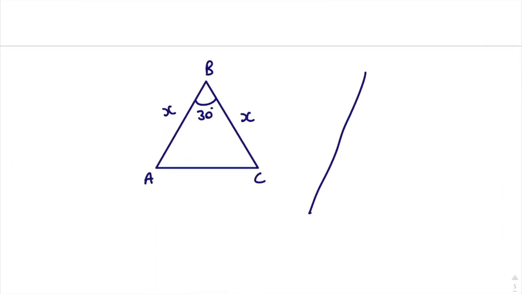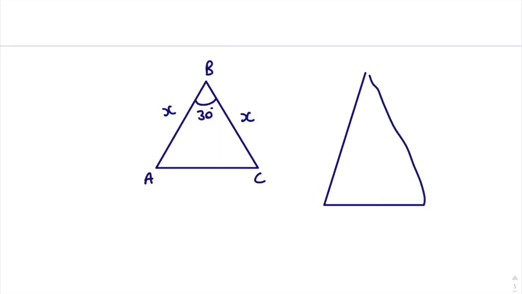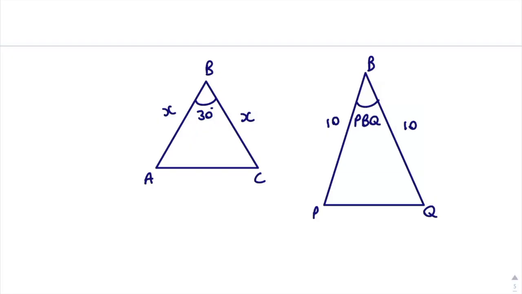I'm going to draw that next to it. So BPQ. I'm trying to find this angle, which I'm going to call PBQ. We know that the length of PB is 10, the length of BQ is 10, and that's all the information we're given. Now, what we can do here is we've got two different triangles.